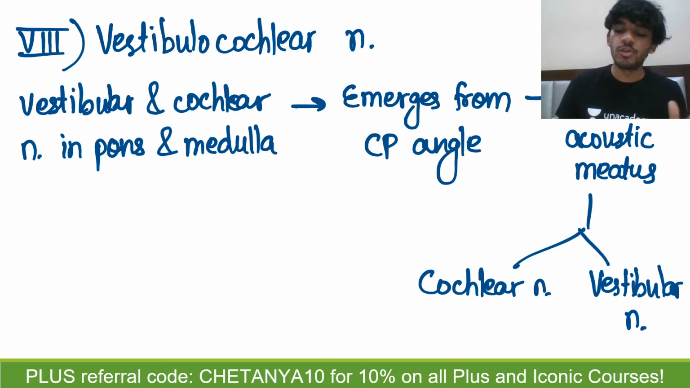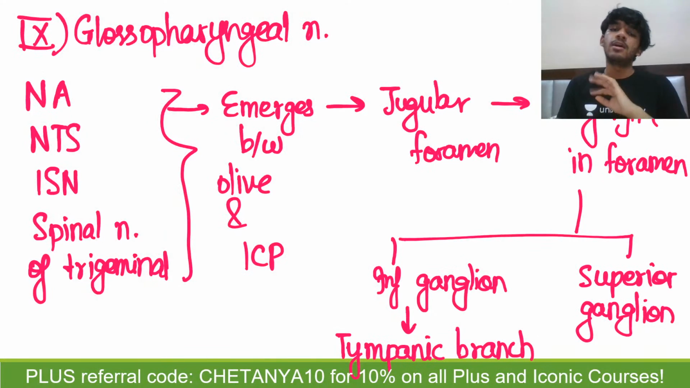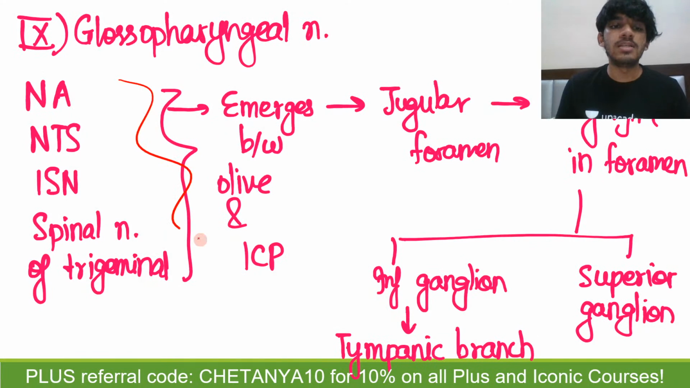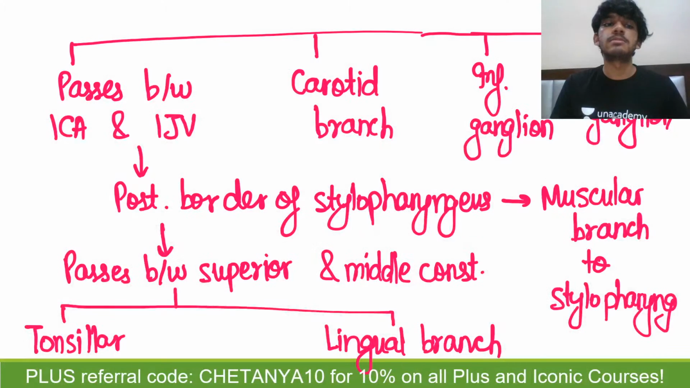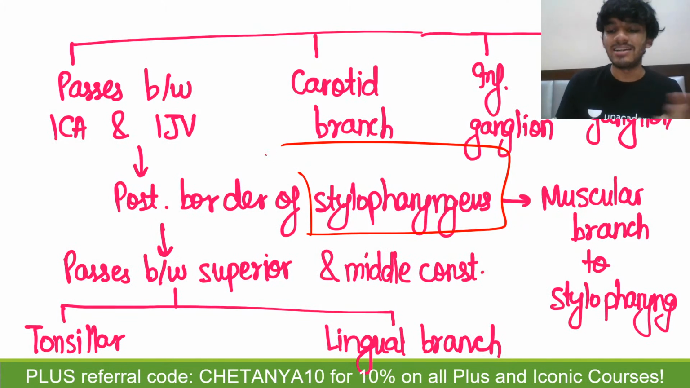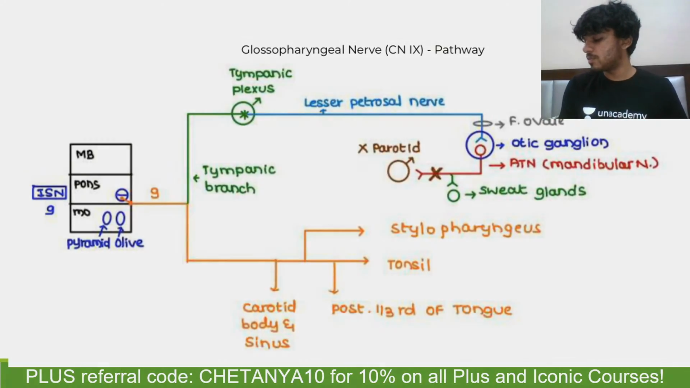Vestibulocochlear nerve, I told you its entire course, its entire supply. Glossopharyngeal nerve has all these nuclei, does not have general somatic efferent and special somatic afferent, goes through the jugular foramen, gives a few branches. Then main branches, it gives a muscular branch to stylopharyngeus, and it also gives a tonsillar and lingual branch.